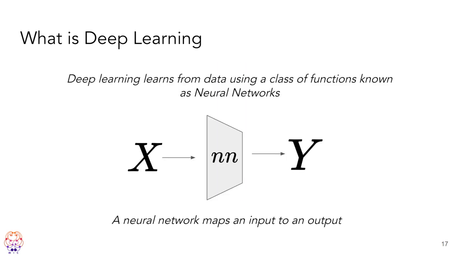So deep learning learns from data using a class of functions known as a neural network. You get an input, x, feed it through the neural network, and it is mapped to an output, which is y. You can think of it as feeding a function an argument, which will give you an output, y in this case.